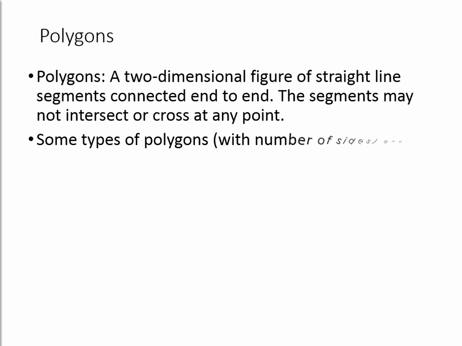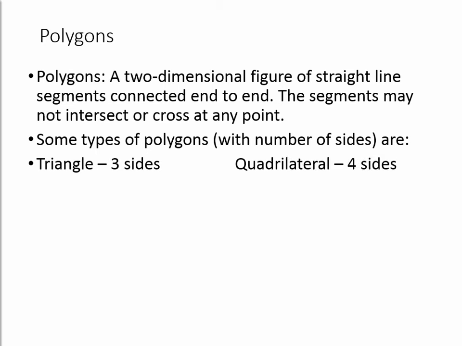Also, with polygons, I'm going to give you guys a list of the number of sides from 3 sides to 12 sides. And then we're going to talk about what happens if they go more than 12. So some types of polygons, with the number of sides: the first one is a triangle, that's 3 sides, and quadrilateral is 4 sides. The minimum size for a polygon is 3. If we only have 2 sides, we cannot connect it.